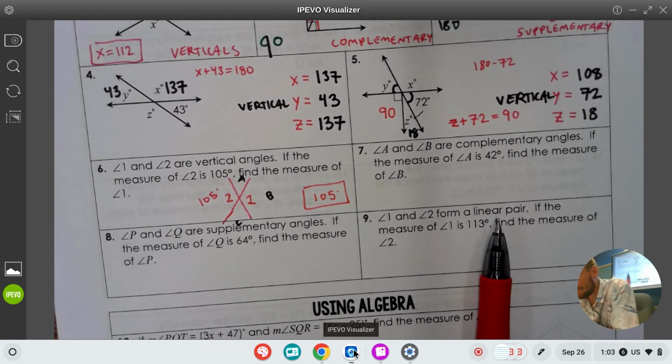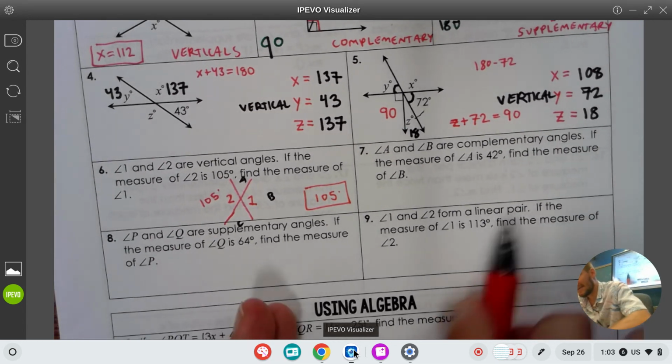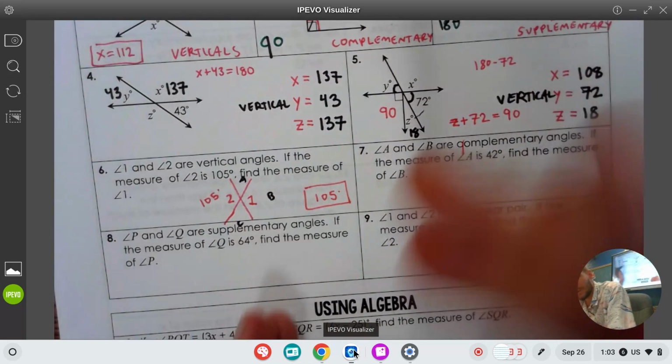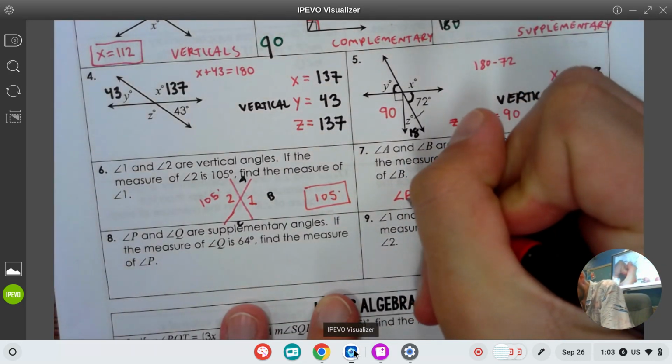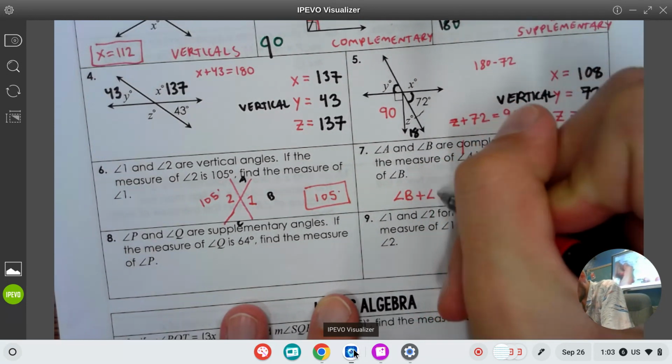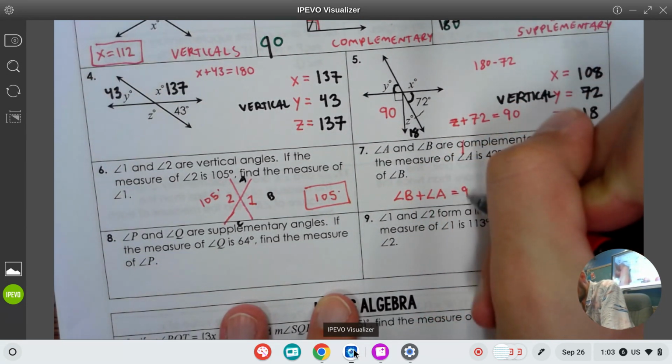All right, A and B are complementary angles. We will get this wrong if we confuse 90s and 180s. Like, we're going to get it wrong, so be careful. Complementary, is that 90 or is that 180? Complementary is 90, right? Draw your little line here. Looks like a 90. So that means angle B plus angle A equals 90.